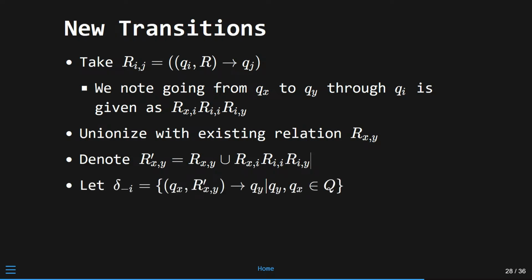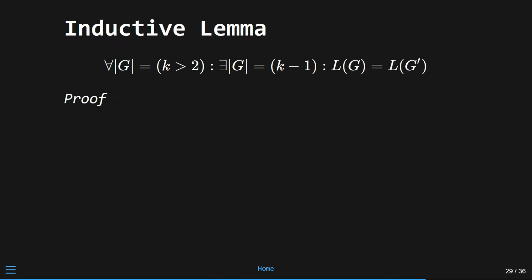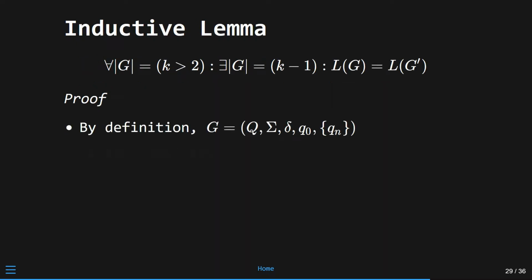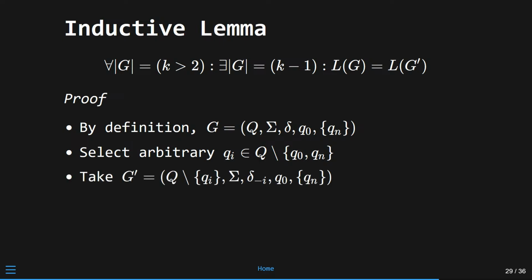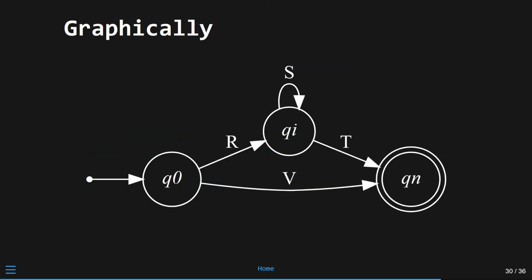Then what am I going to do? I'm going to construct a new delta, and it's only going to have these things in it. There will now be no edges that go through Qi, because I took it out. You go from x directly to y. And I just change what I have to read if I was previously going through i. That's the inductive lemma. It's not that bad. It's not that good either.